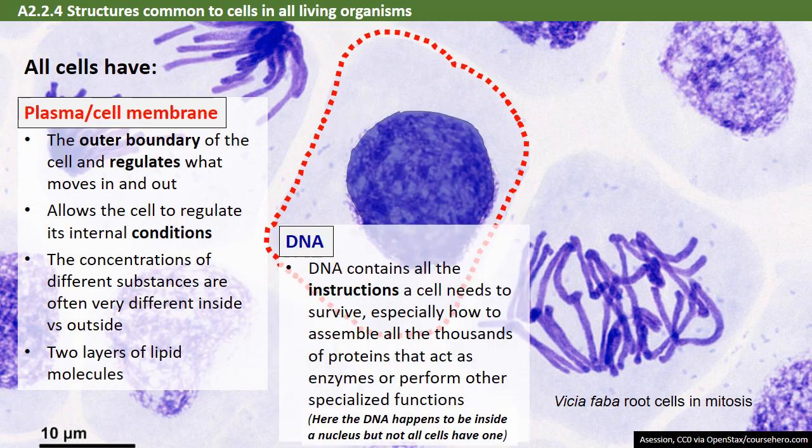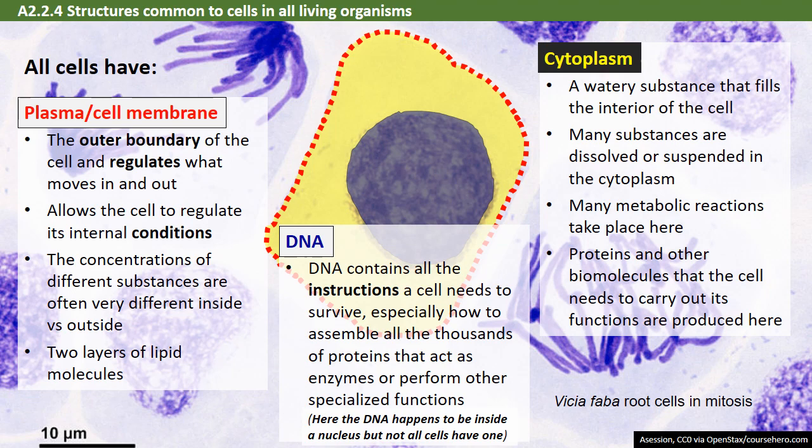DNA. DNA contains all the instructions a cell needs to survive, especially how to assemble all the thousands of proteins that act as enzymes or perform other specialized functions. Thirdly, cytoplasm, a watery substance that fills the interior of the cell. Many substances are dissolved or suspended in the cytoplasm, and many metabolic reactions take place here. Proteins and other biomolecules that the cell needs to carry out its functions are produced here.